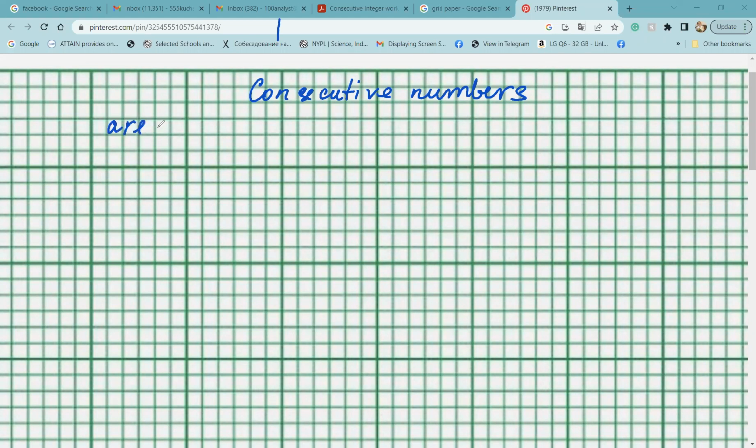It's an integer that follow each other in order. So they have a difference of 1 between every two numbers.